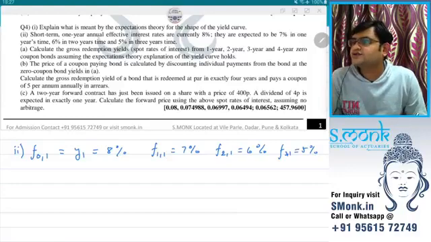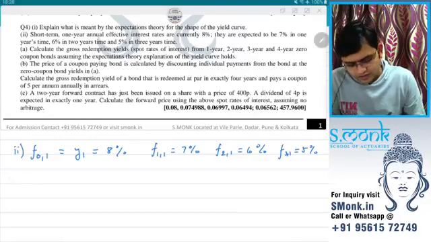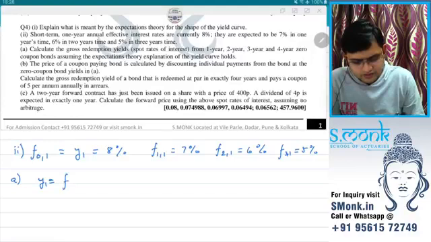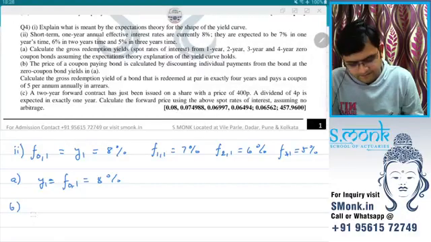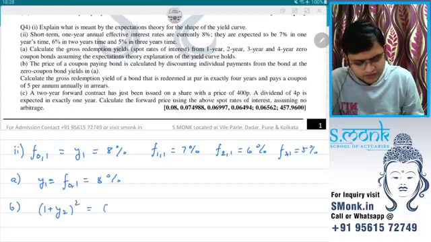Calculate the gross redemption yield from 1 year, 2 year, 3 year, 4 year, 0 coupon bonds. That means y1, y2, y3. Okay, so we'll say y1 is equal to f 0 comma 1, that would be equal to 8%. 1 plus y2 whole square will be 1 plus y1.